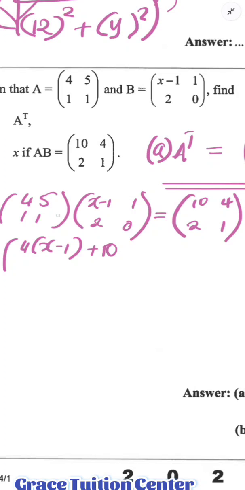Then we go ahead again, we multiply this times the second column. 4 times 1 is 4, plus 5 times 0, 0. I'll close that matrix there. Then I multiply with the bottom row. 1 times x minus 1, that will be 1 multiplied by x minus 1. Plus 1 times 2. So there we have a 2. We also multiply 1 times 1 is 1, plus 1 times 0 is 0.